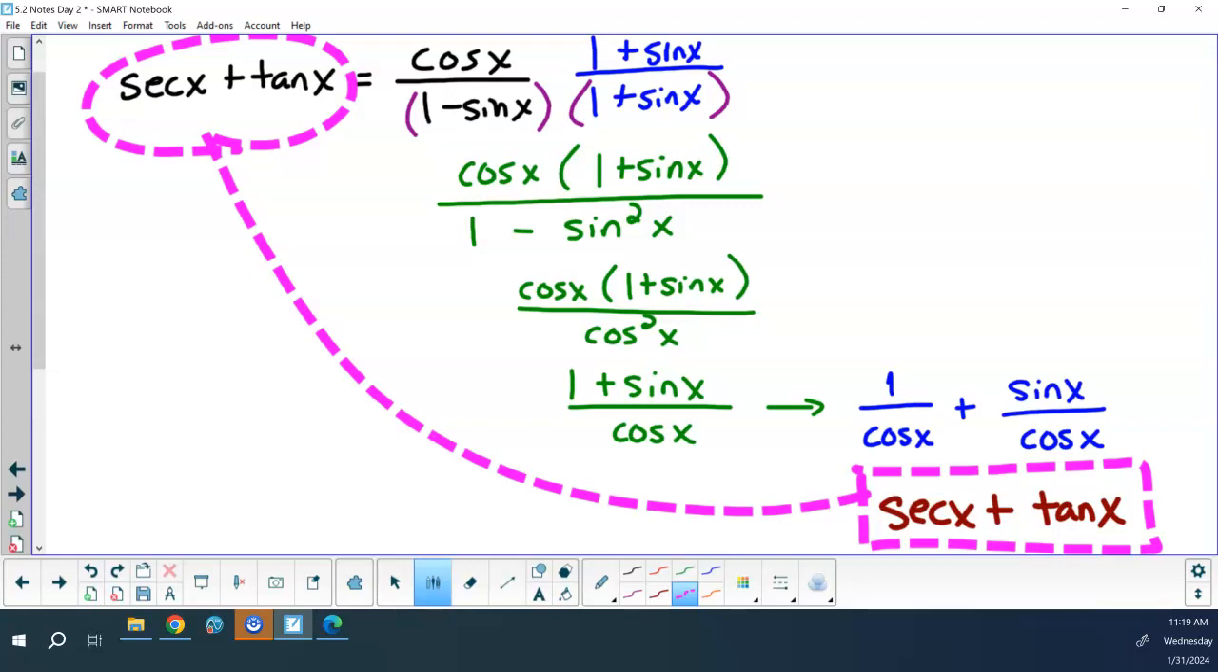Yes, ma'am. Because that's the conjugate, and that's what the hint in that problem told me. Okay?